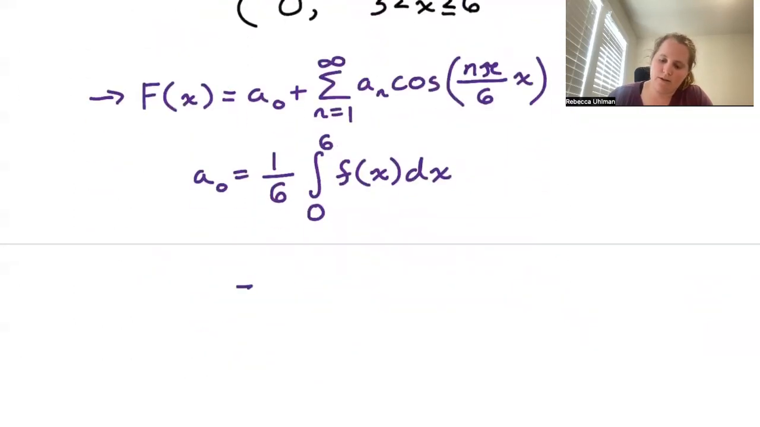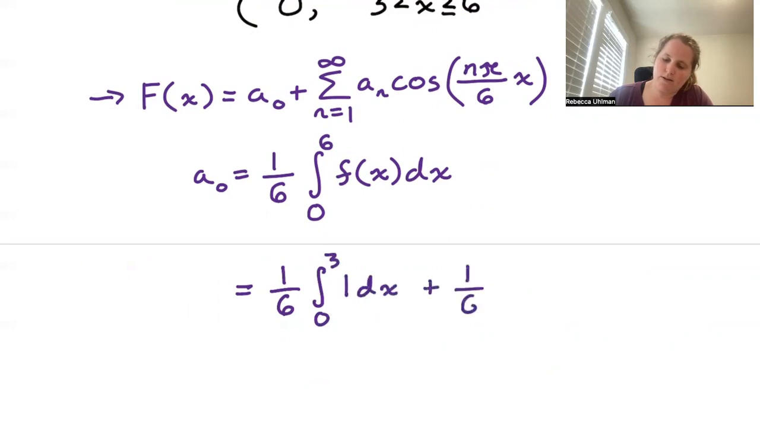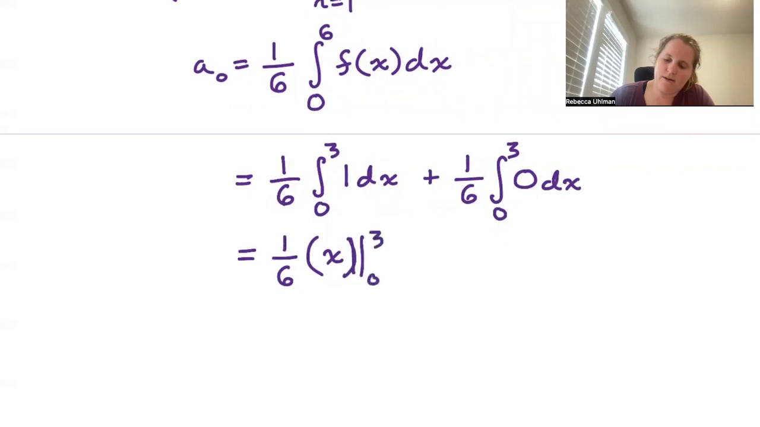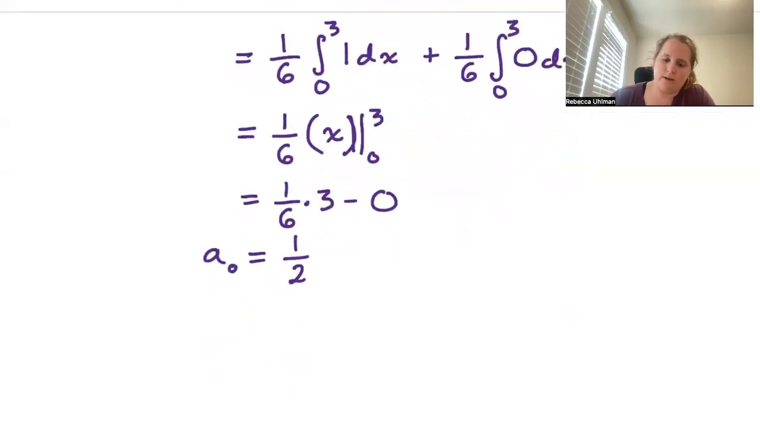We can go ahead and split this. This becomes 1/6 times the integral from 0 to 3 of 1 dx plus 1/6 times the definite integral from 3 to 6 of 0 dx. So we are just looking at 1/6 times x evaluated at 0 and 3. The rest is 0. So this just becomes 1/6 times 3 minus 0, better known as 1/2. So we have that our a naught is 1/2.